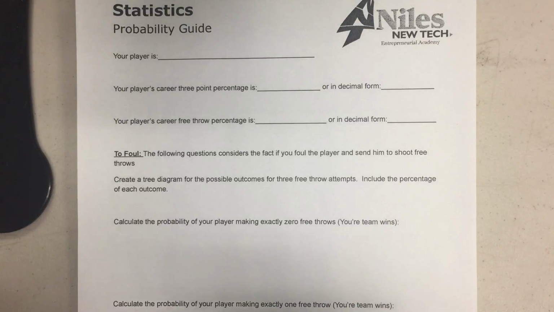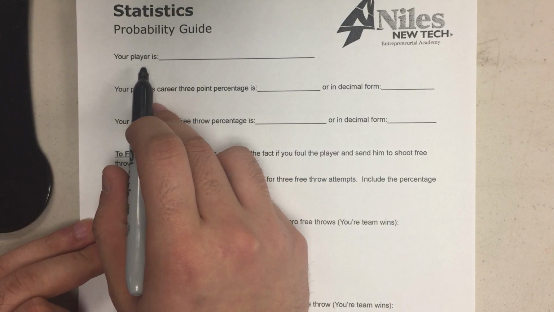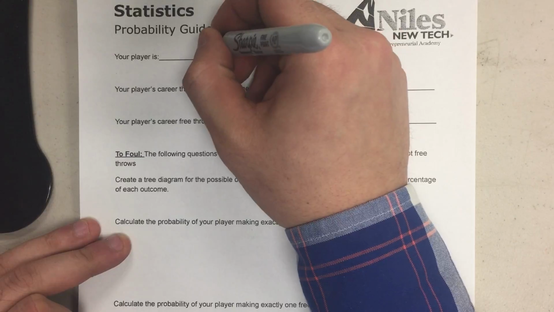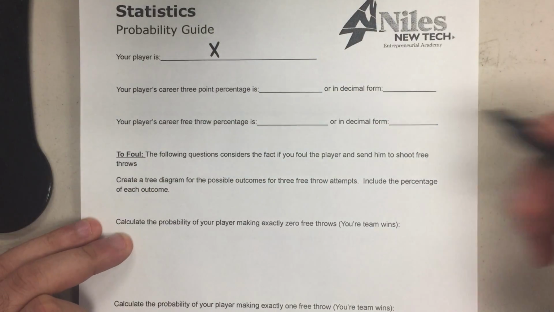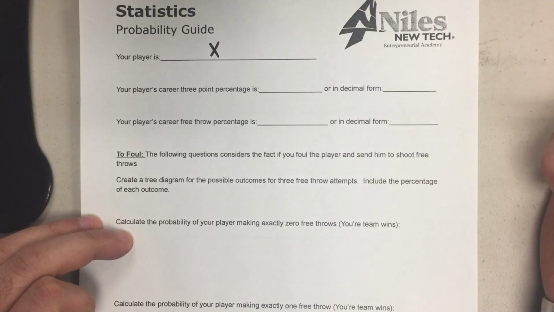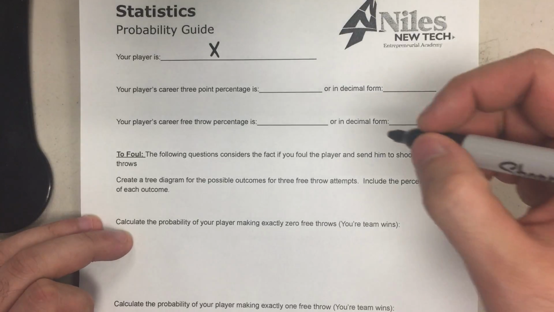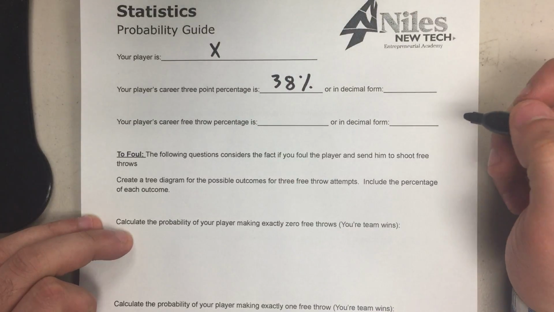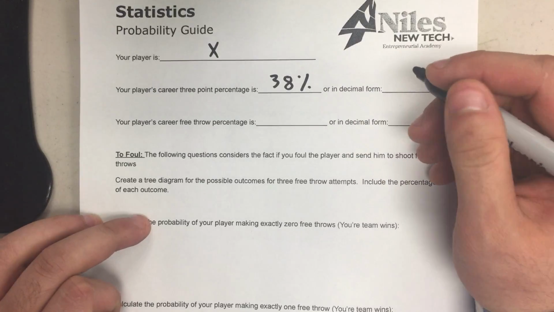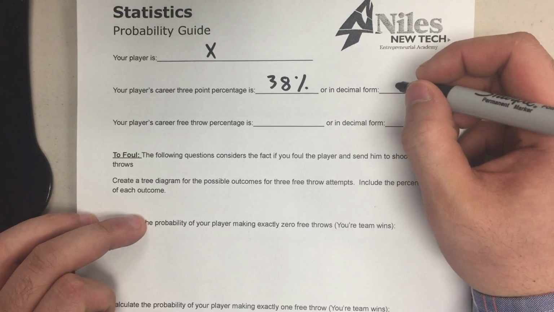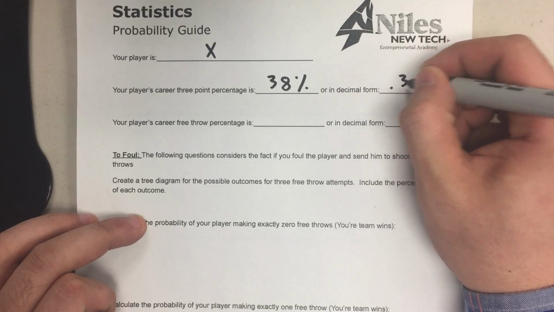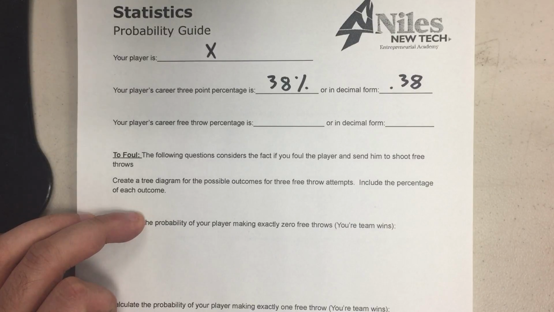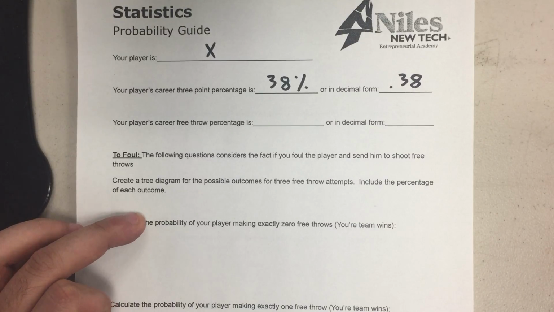So here we go. Number one, you had to fill out who your player was or who you were going against. I'm going to make up a player, so we're just going to call my player X. Your player's career 3-point percent, that's what you had to look up. I'm going to say that my player's 3-point career percentage was 38. In decimal form, you'd divide by 100 or move the decimal over 2 places to the left, so that would be 0.38 for my situation. Yours is going to be different depending on what player you chose and what their 3-point career percentage is.